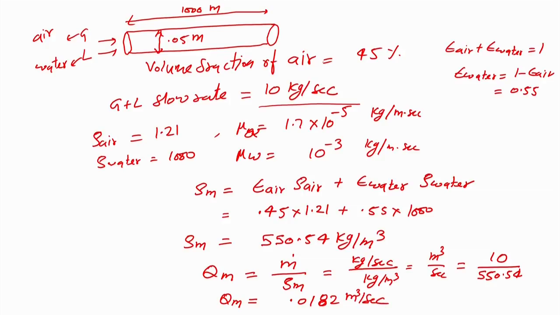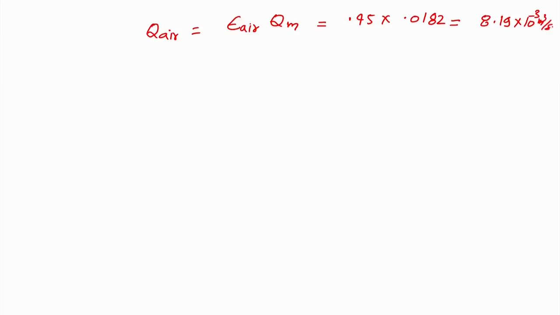Now, I have the volumetric flow rate. I can find out the volumetric flow rate of the mixture. I can find out the volumetric flow rate of air and water because I know the volume fraction. So, the volumetric flow rate of air will be what? Epsilon of air into Q of mixture. So, that will be 0.45 into 0.0182, and that corresponds to 8.19 into 10 raised to the power minus 3 meter cube per second.